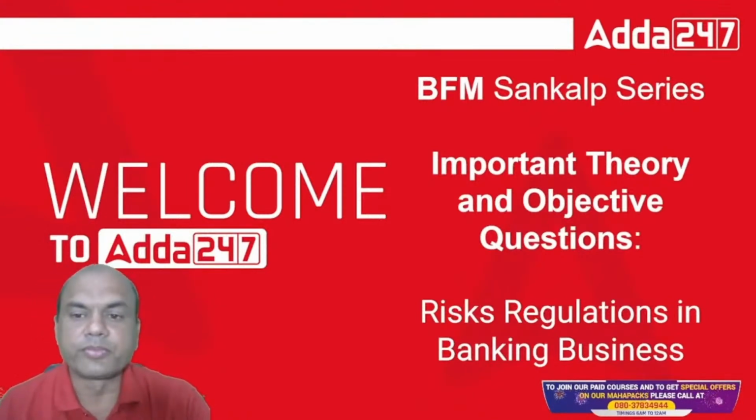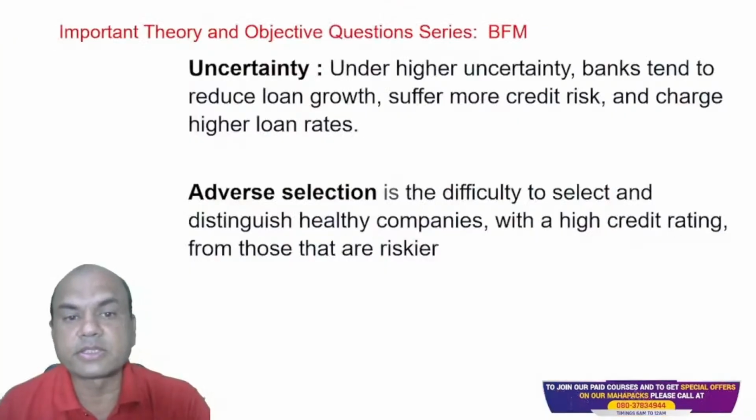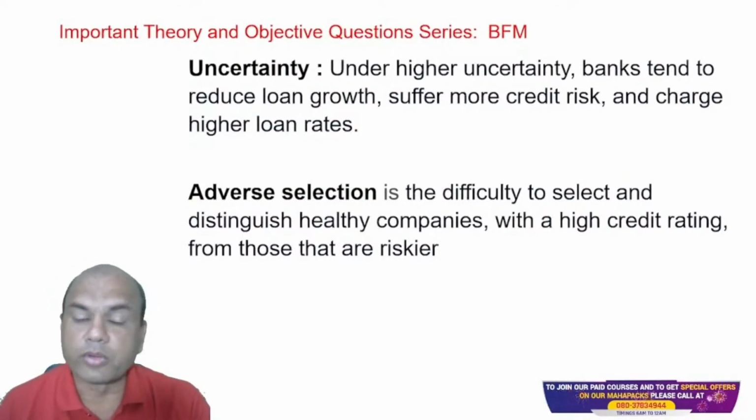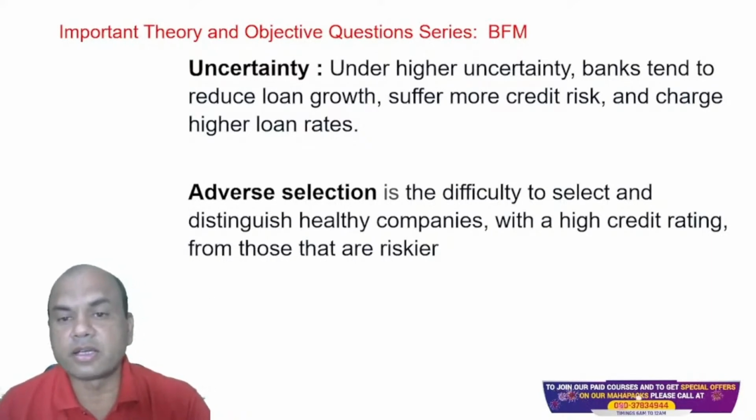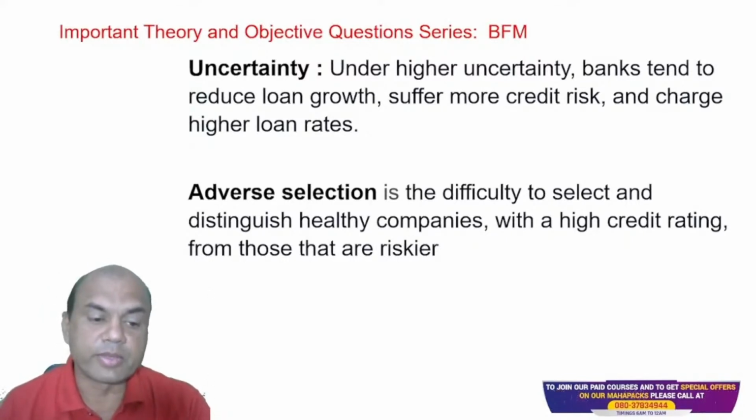Chalo, move on. So those who are in the paid class, kindly note, these are the important definitions which you should follow from module B. Uncertainty. What is uncertainty? Under high uncertainty, banks tend to reduce loan growth, suffer more credit risk, and charge higher loan interest. What do you mean by this?